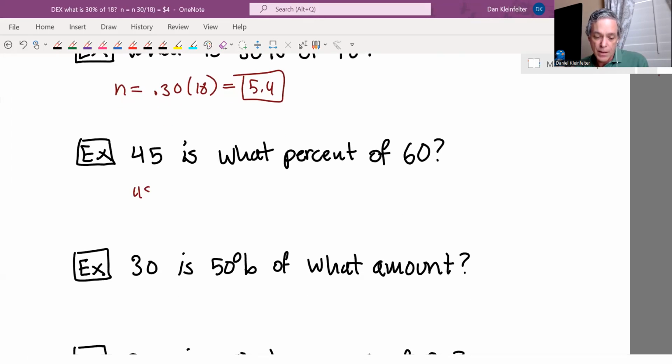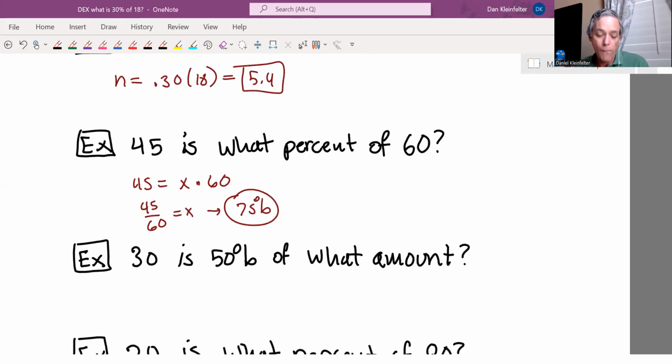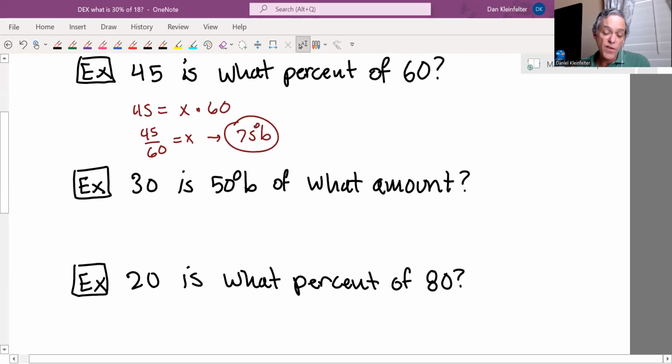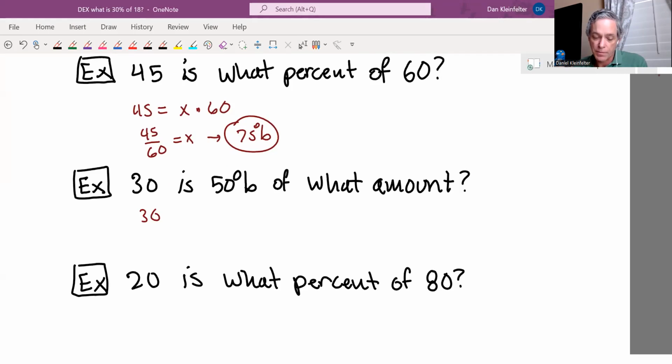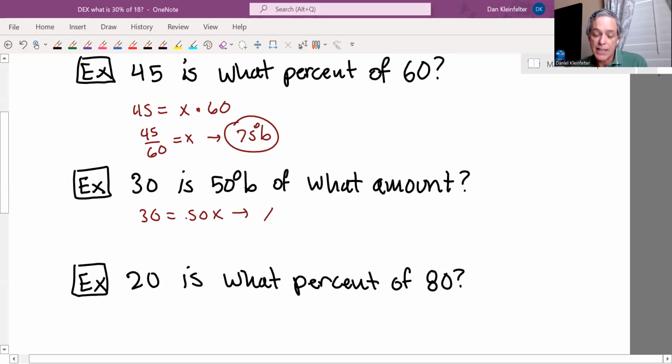45 is what percent of 60? 45 over 60 is our x, and 45 over 60 is 3/4, and so that's going to be 75%. 30 is 50% of what amount? And so that's going to be 60.